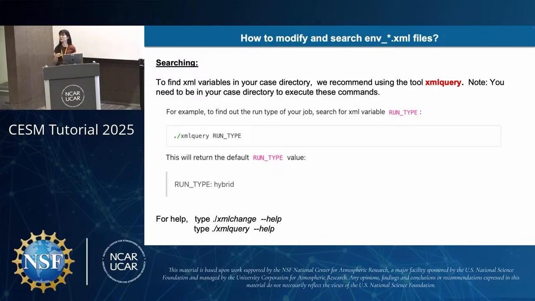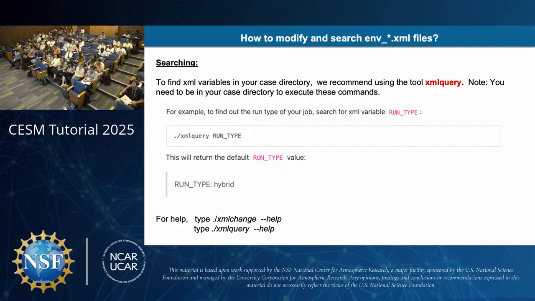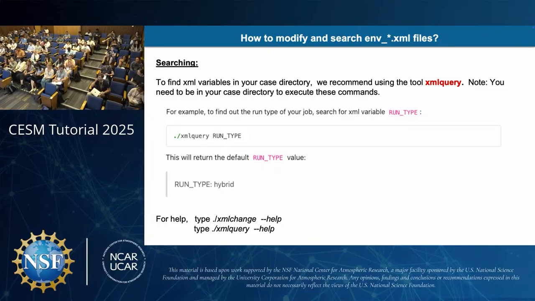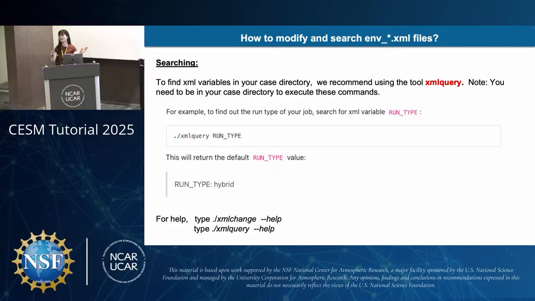We're not specifying what file we're changing, so is it looking at all of the XML files and then figuring out where to make that edit? Yeah, it will search all of the XML files, no matter where it is.